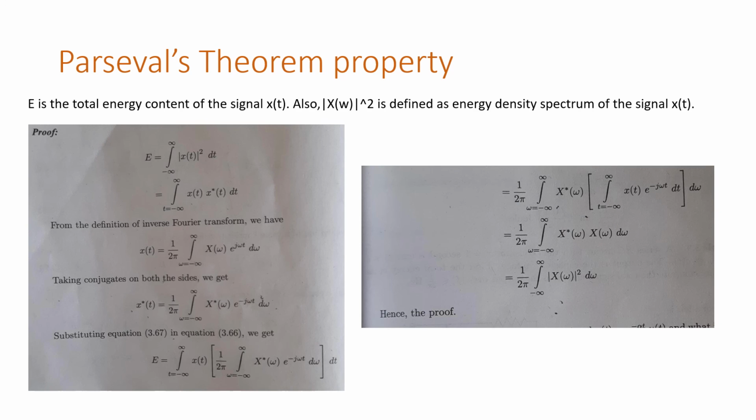The last property is Parseval's theorem, which is also called Rayleigh's theorem, where E is the total energy content of the signal x of t. Also, the magnitude of x of omega to the power 2 is defined as the energy density spectrum of the signal x of t. The proof of Parseval's theorem is shown below, and this Parseval's theorem is also called the energy theorem.